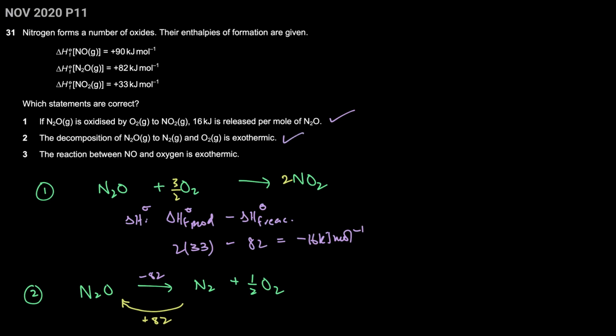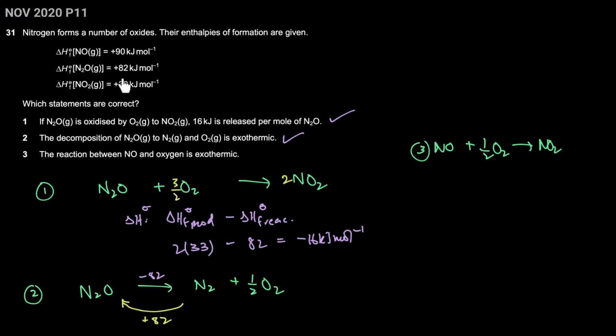The last question says the reaction between nitrogen monoxide and oxygen is exothermic. When nitrogen monoxide reacts with oxygen, this is statement 3, what we have is the formation of nitrogen dioxide. Now the enthalpy change for this reaction will be again products minus reactants. So the formation of products over here is, well, nitrogen dioxide is being formed, 1 mole of nitrogen dioxide.